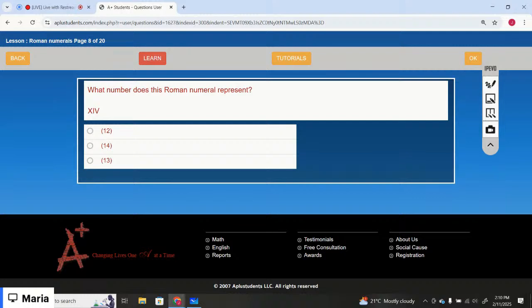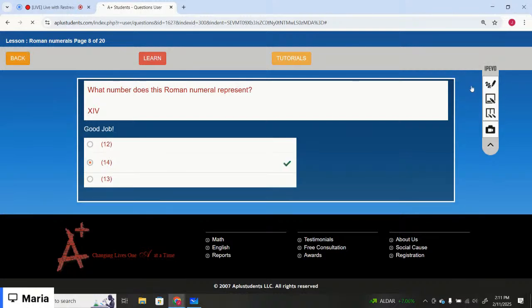What number does the Roman numeral represent? Which is the correct option? 14. The correct option is option number 2. That is 14. Very good.